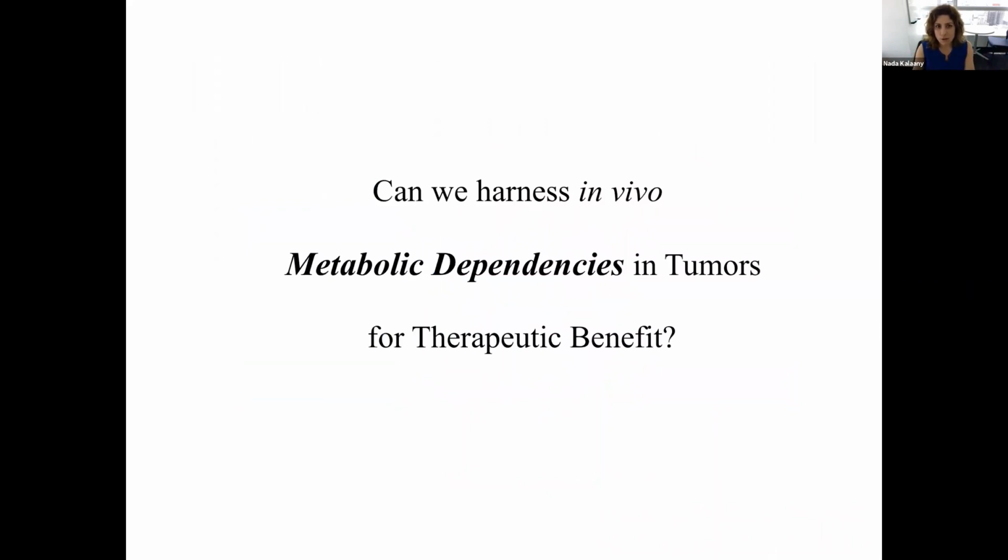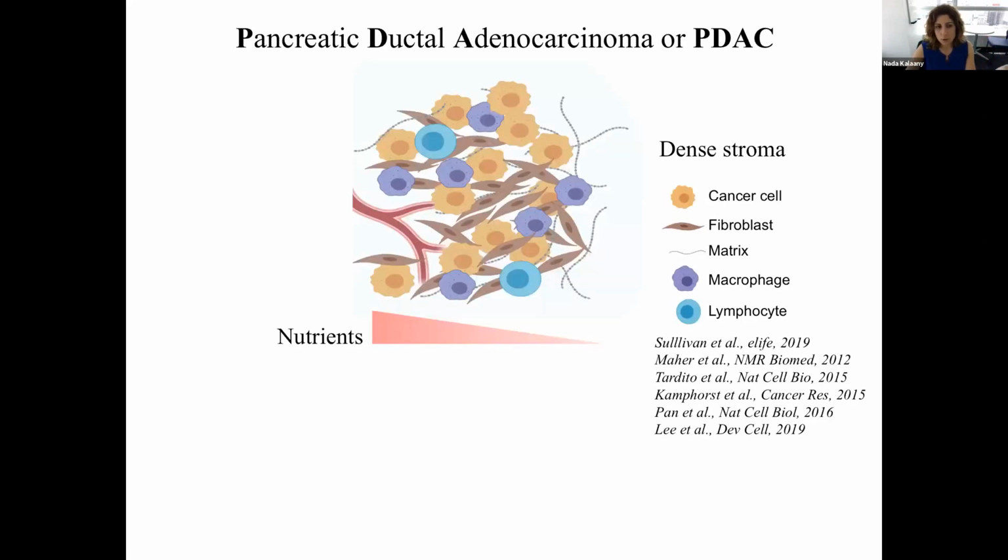The overarching goal of our lab can be represented in a very simple question: can we harness in vivo metabolic dependencies in tumors for therapeutic benefit? We focus here in this story, and part of the lab works on pancreatic cancer. Pancreatic ductal adenocarcinoma, or PDAC, is the major form of pancreatic cancer and is a highly lethal malignancy, as you probably know. The 5-year survival rate is about 9 to 10%. It does not respond to therapy. It is diagnosed really late, when it has already most of the time metastasized, and the only option for cure is if it had not invaded the lymph nodes and can be resected completely by surgery.